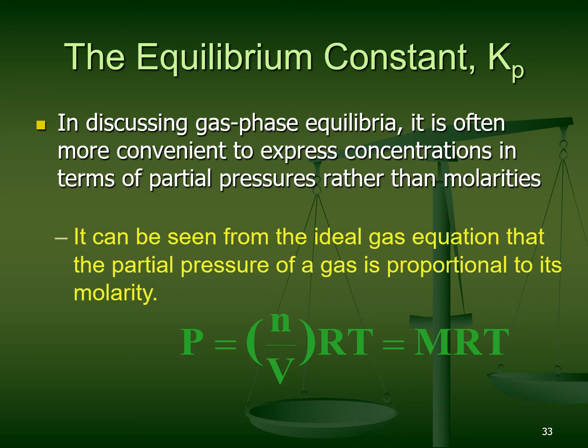This is just showing you that pressure is directly related to molarity. So if you have PV equals nRT and you divide both sides by V, we get that pressure equals n over V times RT. R, of course, is a constant, and if we're at a constant temperature, then T is a constant as well. So we can see that pressure is directly related to molarity, moles per liter. So we can rewrite our equilibrium constant using pressures.